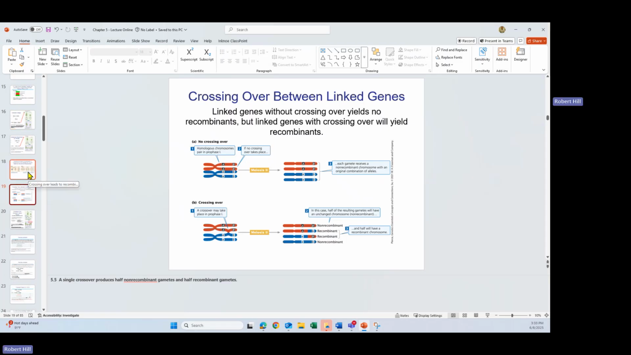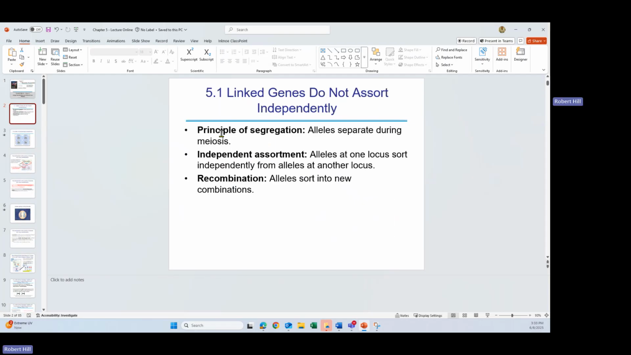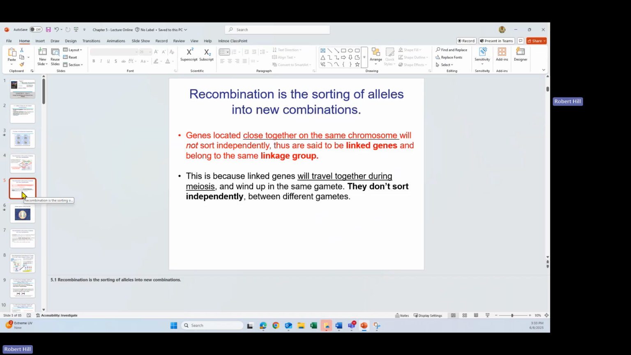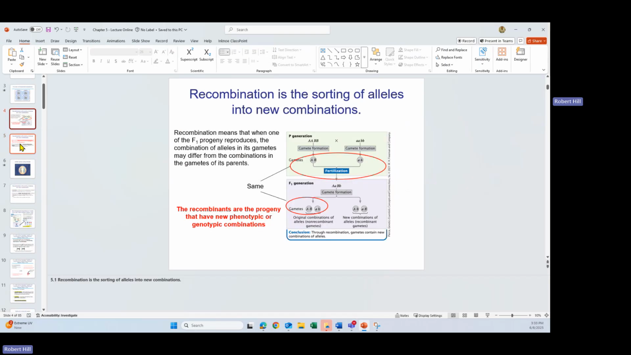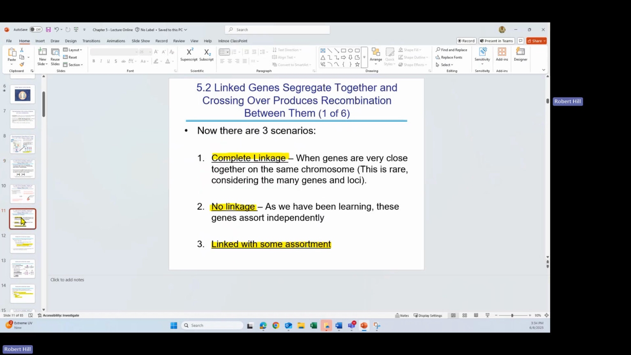All right, so at this point, I'm just going to earmark this in my head. We're at 19. I just want to kind of revisit this very important thing. So you should fully now understand these three terms, right? So segregation, independent assortment, recombination. Where am I going here? That's not what I want. So I'm looking for this right here.